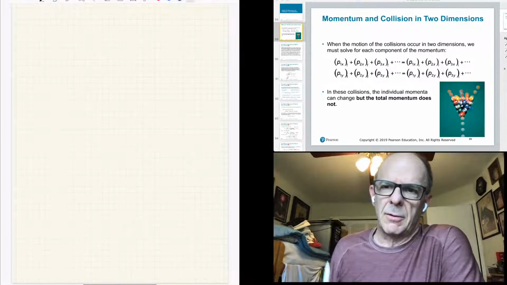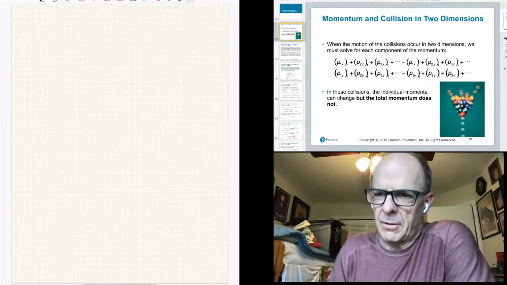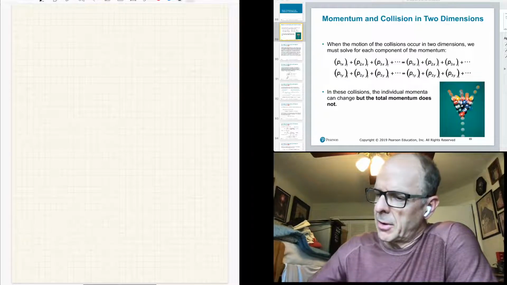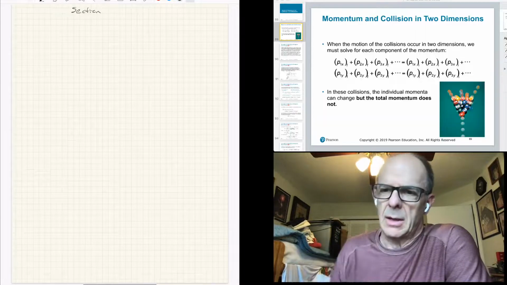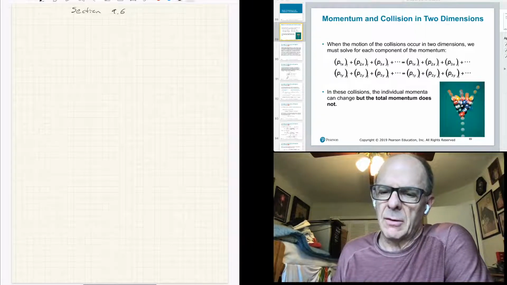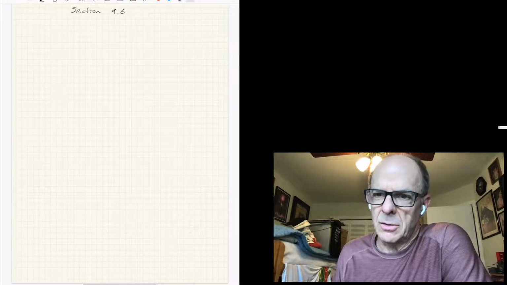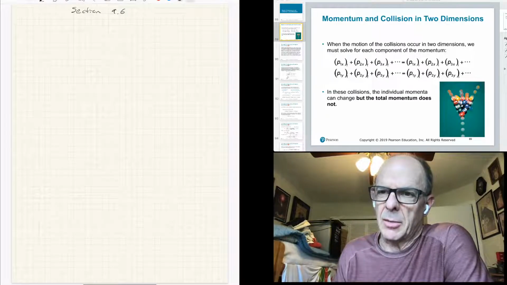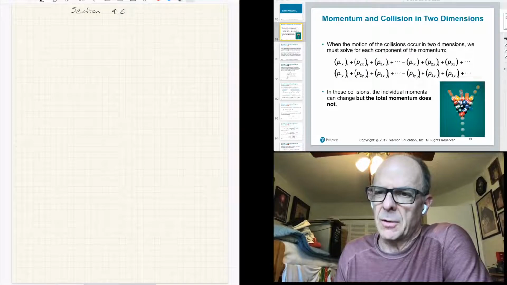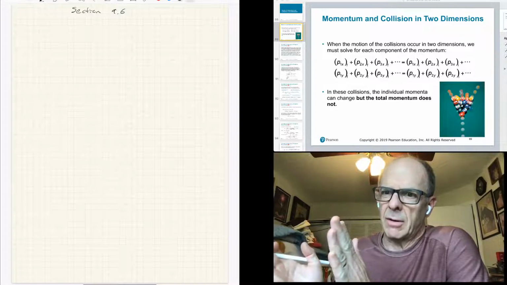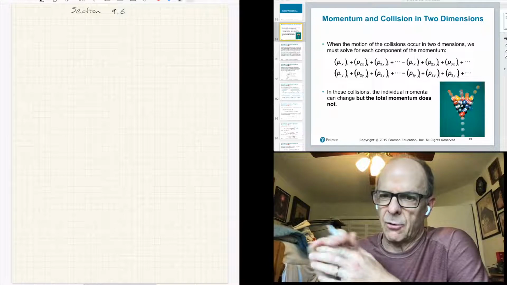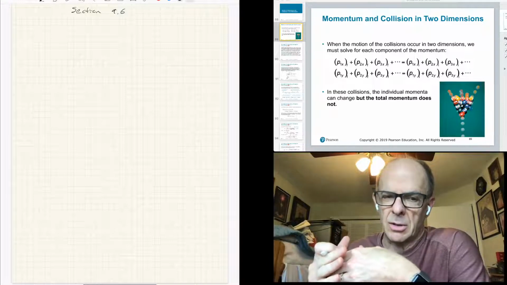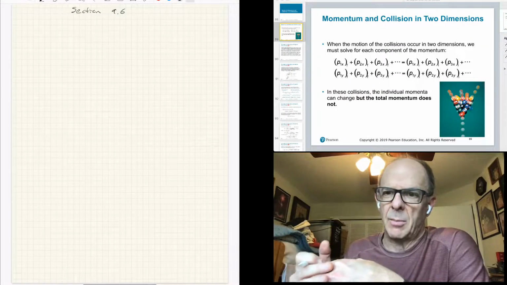Let's talk about section 9.6, momentum and collisions in two dimensions. Remember that momentum is a vector quantity. That means it's got a direction. And so if we've got motion in two dimensions, like the billiard balls shown in the image here on the slide, the momentum has a direction as well as a magnitude. And just as with everything else we've done, we can treat each component of those things independently.